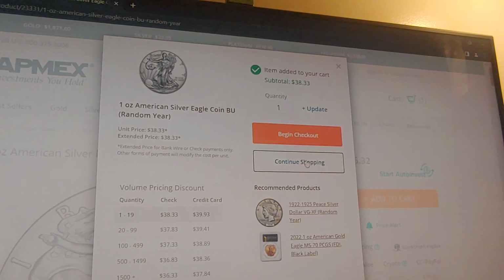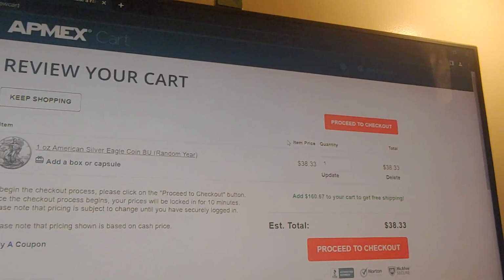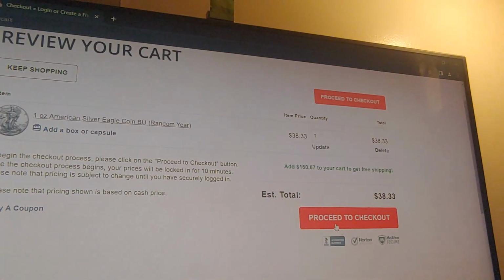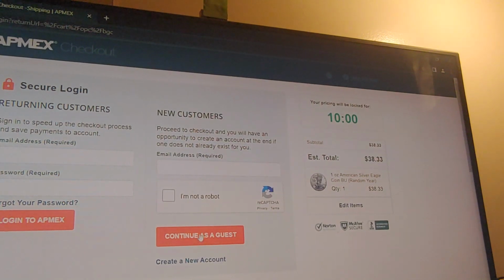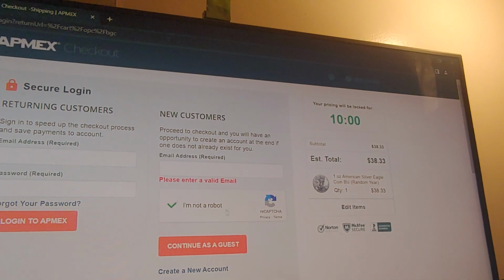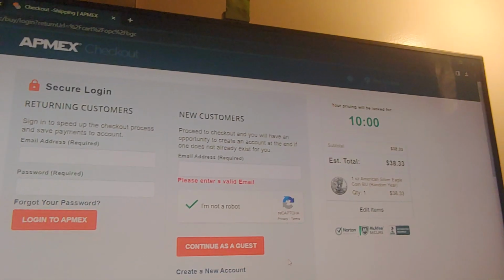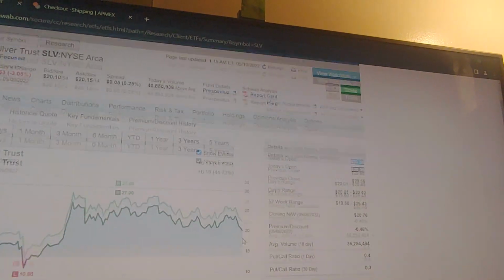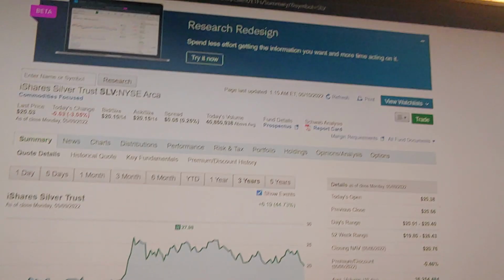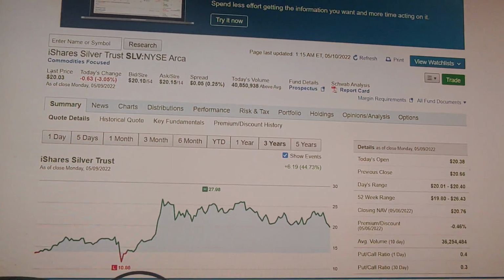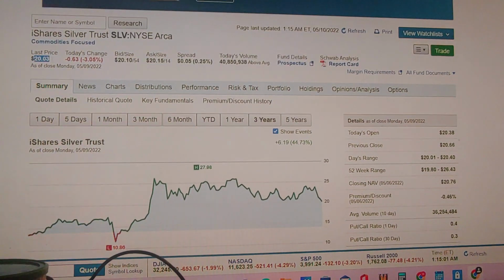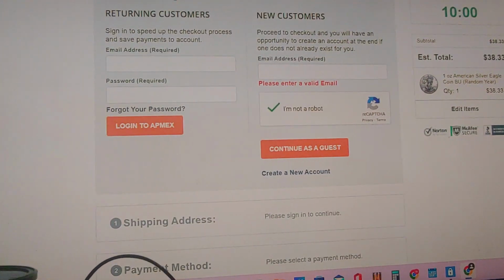Say you wanted to buy that. Proceed to checkout. Let's just say I continue as a guest. Okay, I'm not gonna do all that, but basically there's gonna be tax. And right now, this represents the market price, the paper price, where you don't actually get a home delivery, and you don't get to hold it in your hand like a coin.